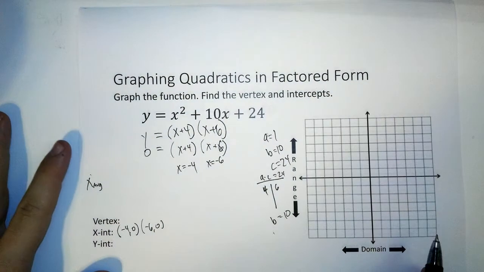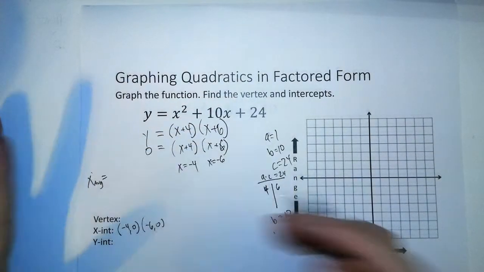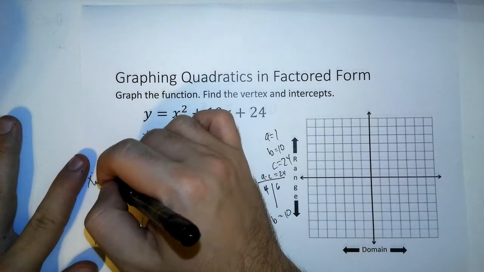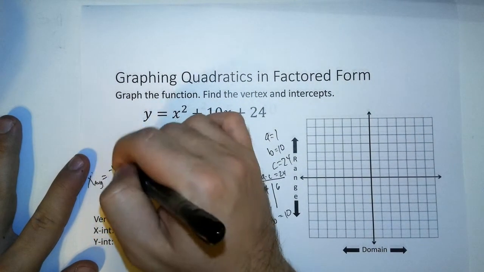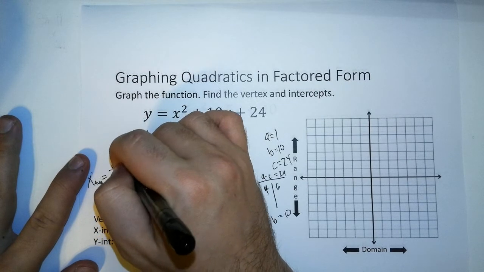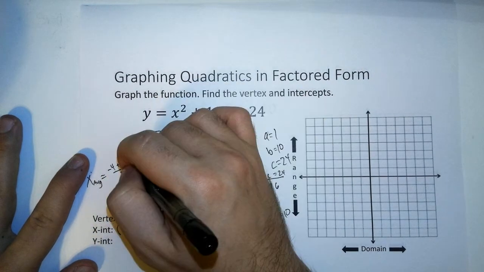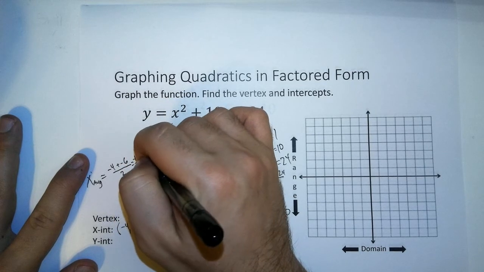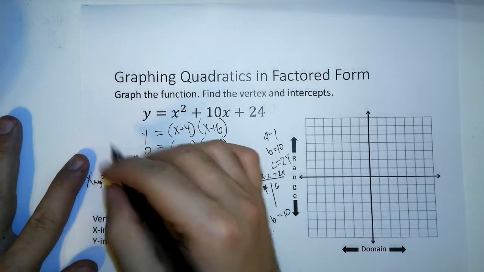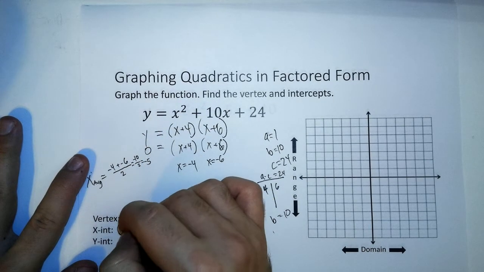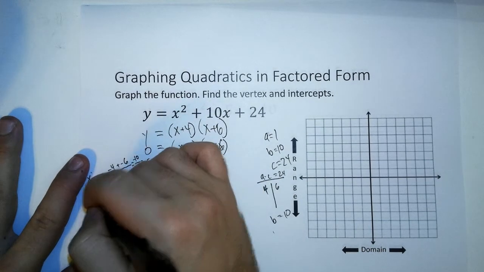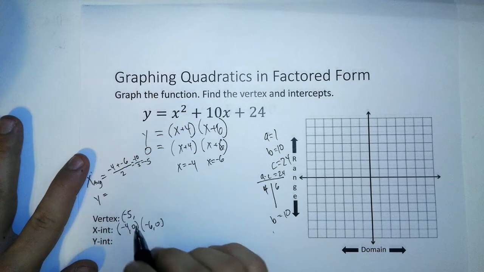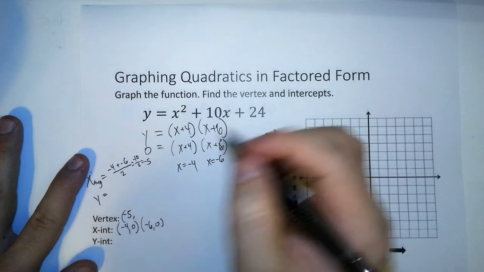And I'm going to write x-AVG just to say the average of our x-intercepts. So we're going to have -4 plus -6 divided by 2. Well, that's going to be equal to -10 divided by 2, which is equal to -5. So the x value for our vertex is -5. And now what is the y value for it? Well, we're going to have to plug in -5 to figure that out.